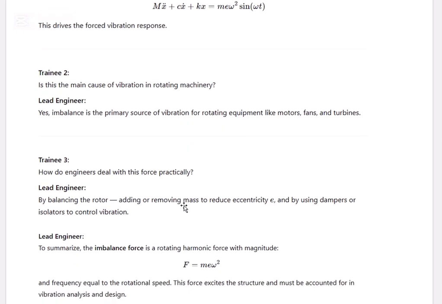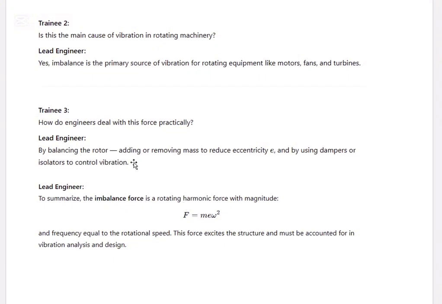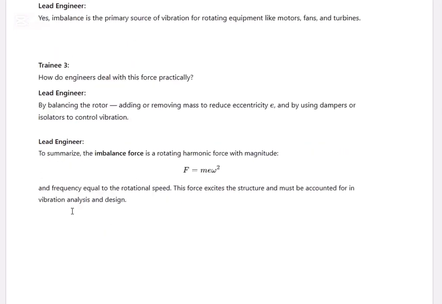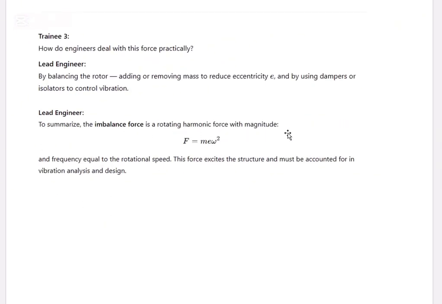How do engineers deal with this force practically? By balancing the rotor, adding or removing mass to reduce eccentricity, or by using dampers or isolators to control vibration. To summarize, the imbalance force is a rotating harmonic force with magnitude m e omega squared and frequency equal to the rotational speed. These forces exerted on structures must be accounted for in vibration analysis.